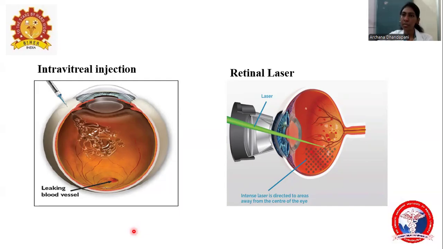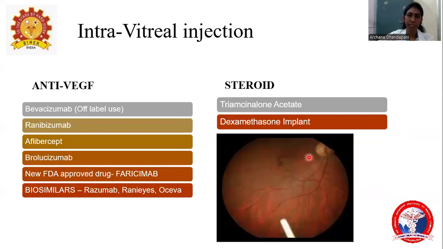Whereas retinal laser, we can do it with the slit lamp or indirect ophthalmoscopy using a contact lens. Here you can see, using a contact lens, we visualize the retina and we do the laser. The main role of this laser is to burn the retina. The main stimulus for the production of VEGF is the hypoxia in the retina. So we burn the retina and make it anoxic, so it doesn't increase the drive of VEGF.